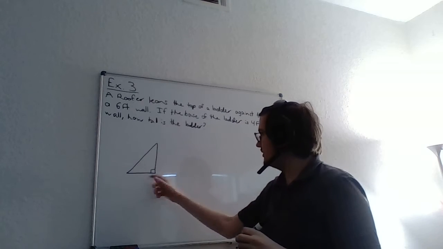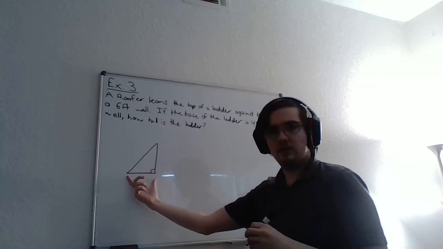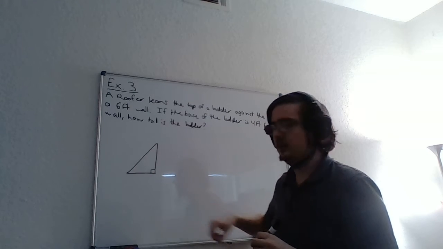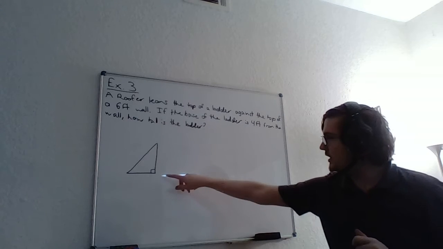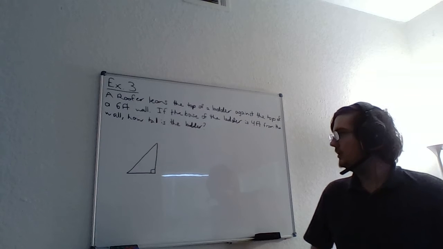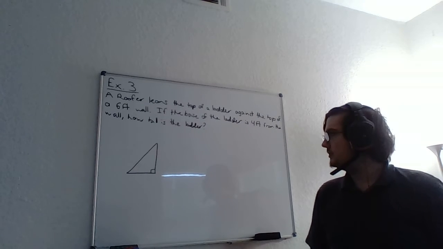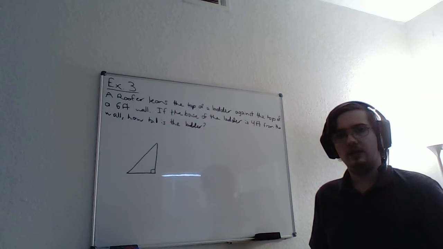And then we have our ladder right here, we have the wall right here, we have the floor right here, and then it's a 90-degree angle between the floor and the wall, as it is straight up and down. So what's useful about this? Well, we see right here that we have a triangle.